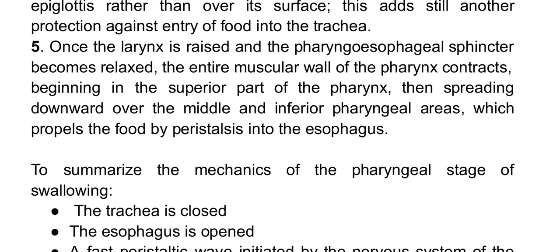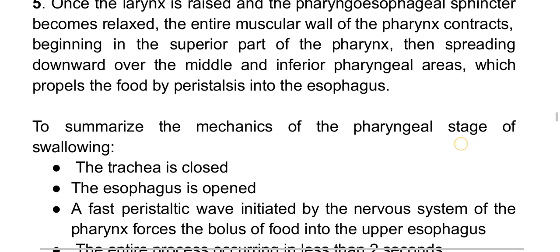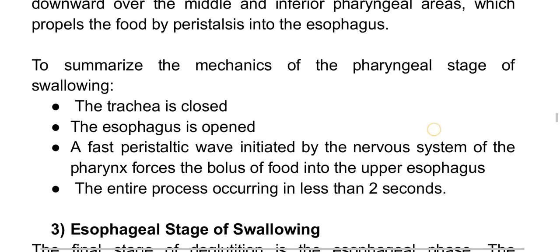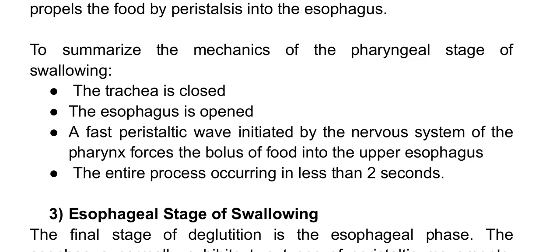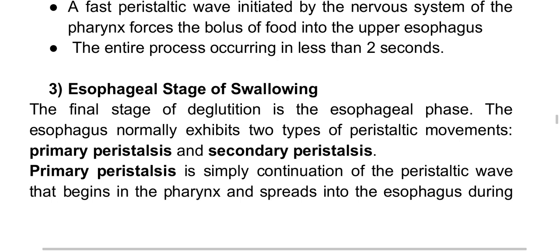Once the larynx is raised and the pharyngoesophageal sphincter becomes relaxed, the entire muscular wall of the pharynx contracts, beginning in the superior part of the pharynx, then spreading downward over the middle and inferior pharyngeal areas, which propels the food by peristalsis into the esophagus. To summarize the mechanics of the pharyngeal stage of swallowing, the trachea is closed, the esophagus is opened. The last peristaltic wave, initiated by the nervous system of the pharynx, forces the bolus of food into the upper esophagus. The entire process occurs in less than 2 seconds.